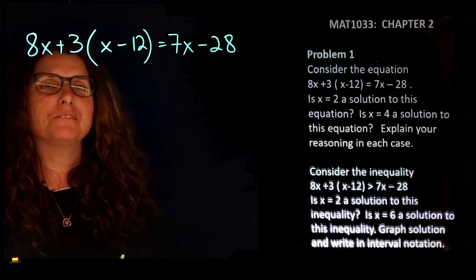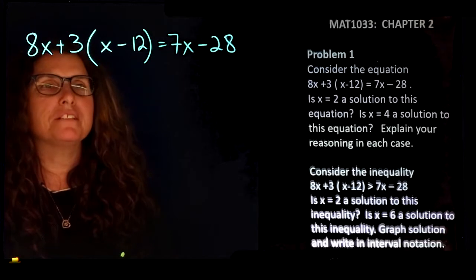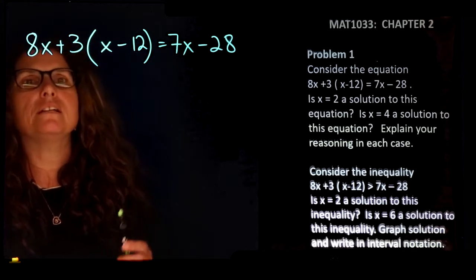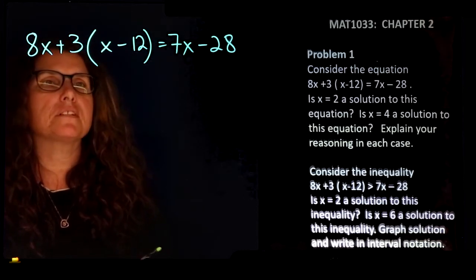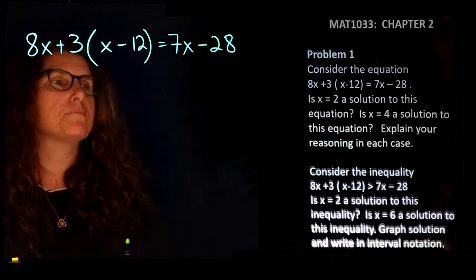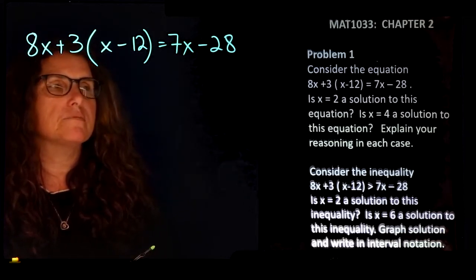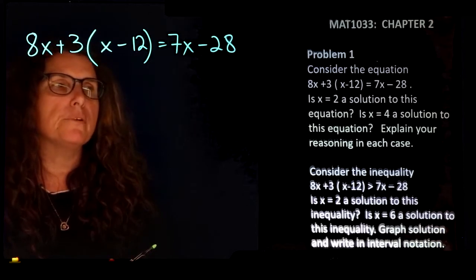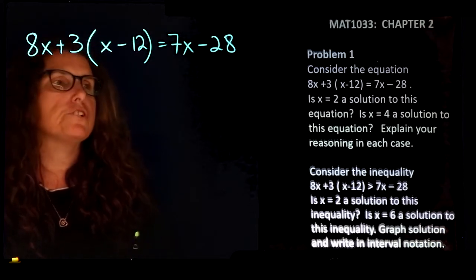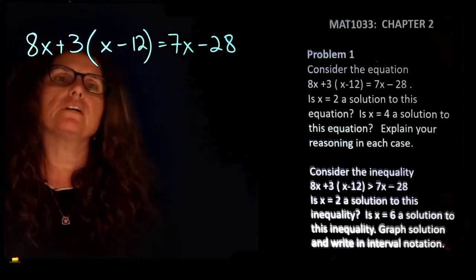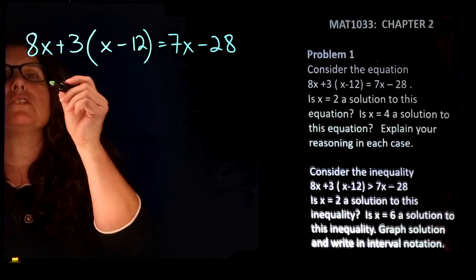Let's take a look at some examples from Chapter 2 that are similar to the discussion that you have to turn in. So here we have a problem: 8x + 3(x - 12) = 7x - 28. And we want to see if x = 2 is a solution to the equation. And we're also going to check if x = 4 is a solution. So first of all, we have to solve this equation.